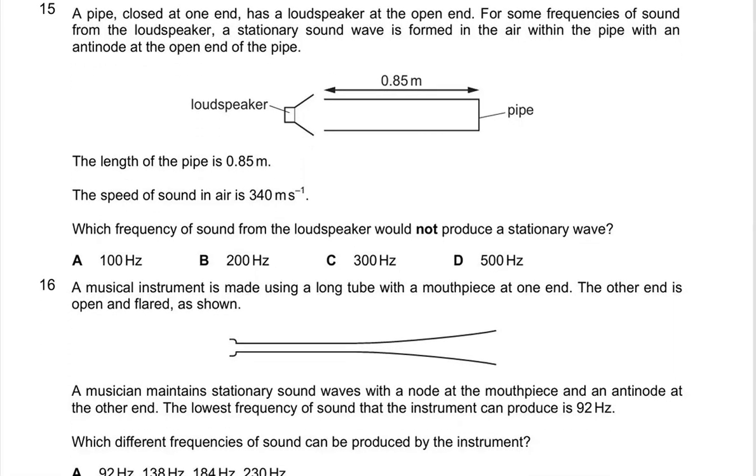Number 15. A pipe closed at one end has a loudspeaker at the open end. For some frequencies of sound from the loudspeaker, a stationary sound wave is formed in the air within the pipe with an antinode at the open end of the pipe. The length of the pipe is 1.85. The speed of sound in air is 340 meter per second. Which frequency of sound from the loudspeaker will produce a stationary wave?